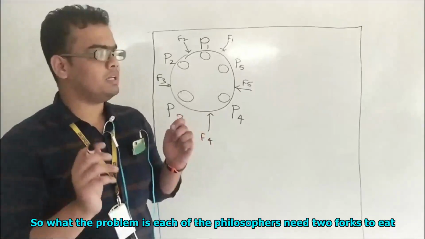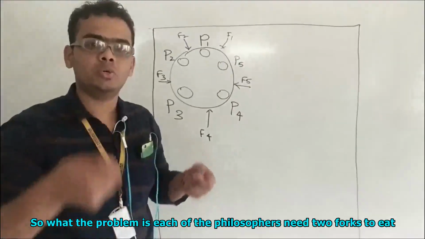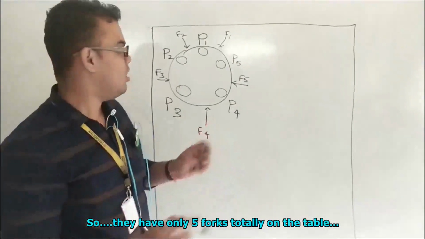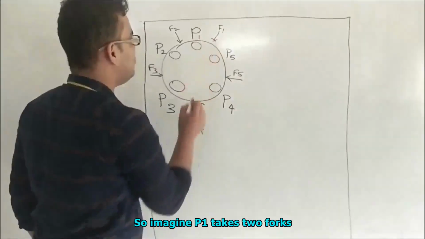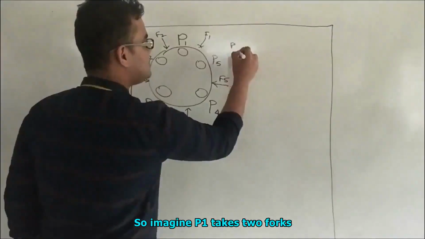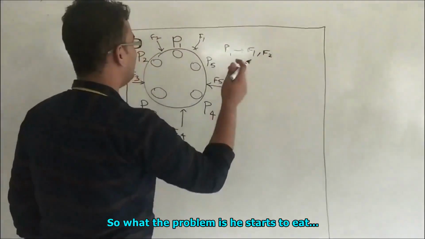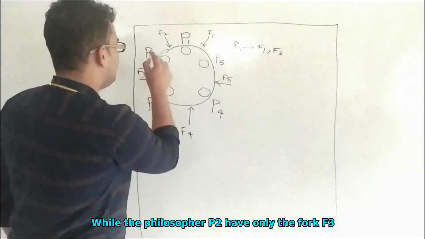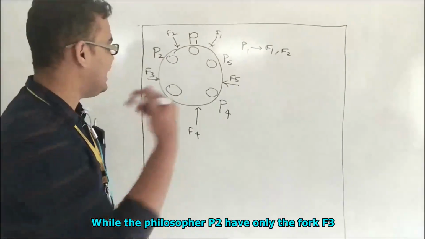So what the problem is, each of the philosophers needs 2 forks to eat, but they have only 5 forks in total on the table. Imagine P1 takes the 2 forks, F1 and F2. He starts to eat while the philosopher P2 has only the fork F3.